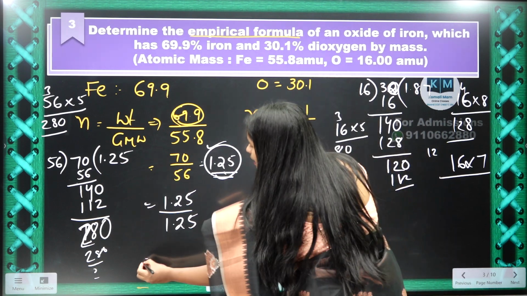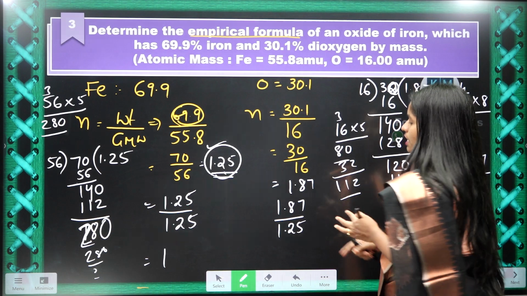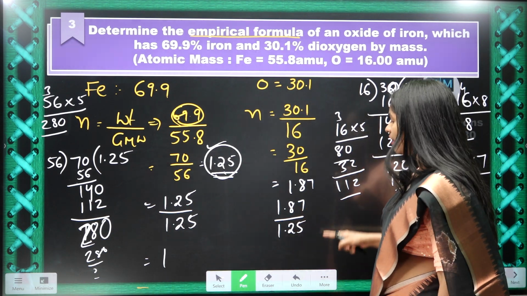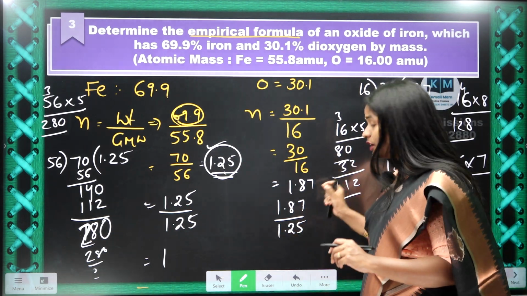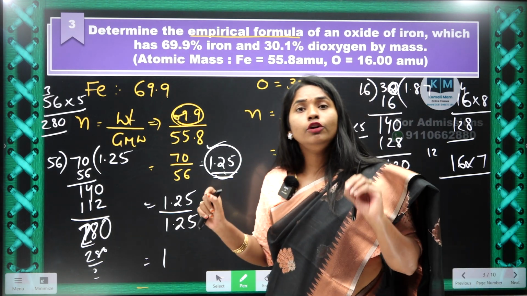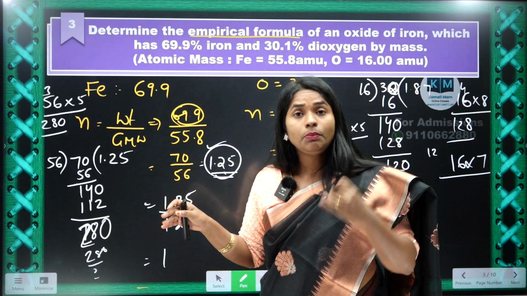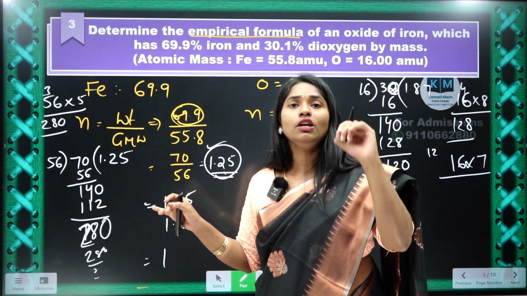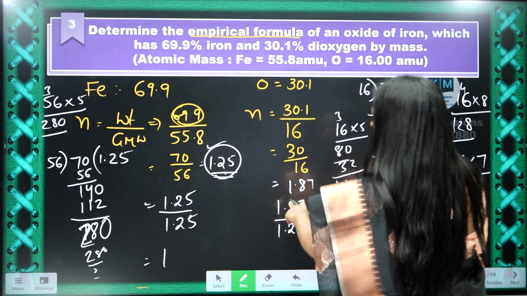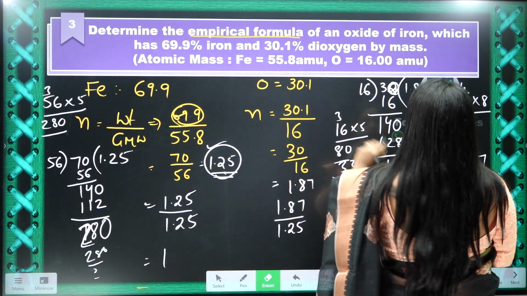Then I'll be getting here 1. And here you see, 1.87 divided by 1.25. You have to do this. If you don't do this, you cannot solve further. In the mole concept, the calculation part only, you have to pay more attention. 1.87, how to do? Come on.